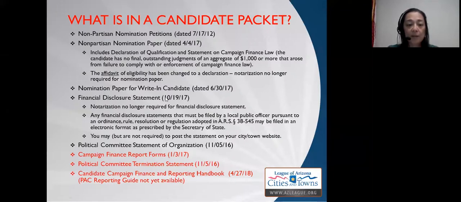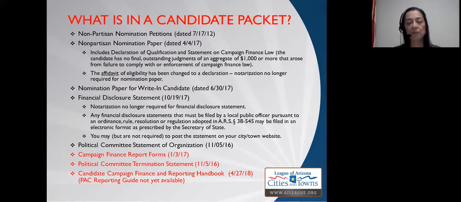The next one, the nomination paper for write-in candidate, is again really the same form as the nomination paper itself. And then the financial disclosure statement, that's dated October of 2017. We received that from the Secretary's office. If you recall, they made some changes so that now it has to be available in an electronic format as prescribed by the Secretary's office. So that has been a change for us.